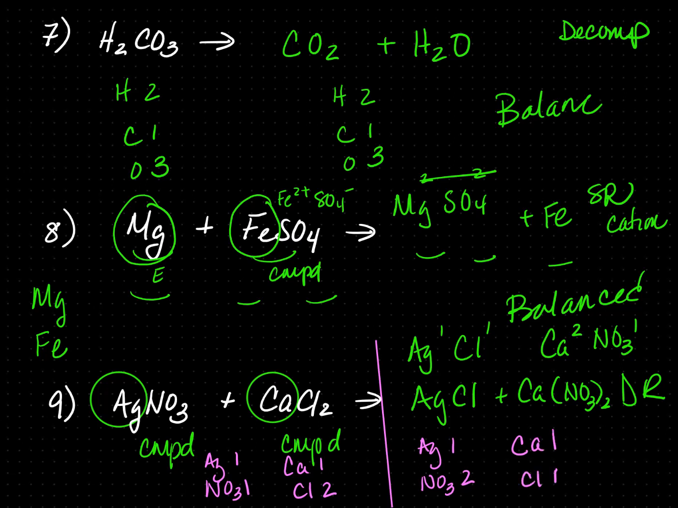So I need to balance my nitrates. If I do that, I'm going to put a 2 here. That makes it 2 Ag and 2 NO3. My NO3s are balanced, but not my silver or my chlorine. So if I put a 2 here, that makes it 2 Ags. My NO3s are balanced, my calciums are balanced, and there are 2 chlorines. So the coefficients are 2, 1, 2, 1.